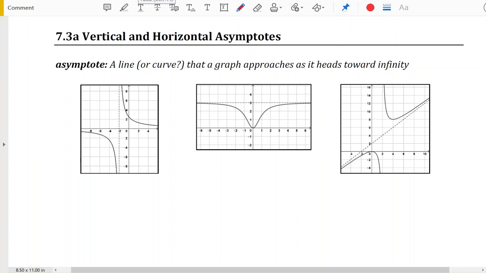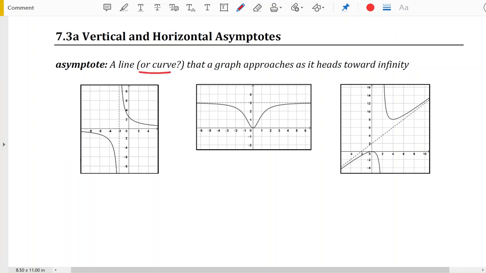In this video, we're going to look at vertical and horizontal asymptotes. Just a bit of a review. An asymptote, we'll remember, is a line that a graph approaches as it heads towards either infinity vertically or horizontally.